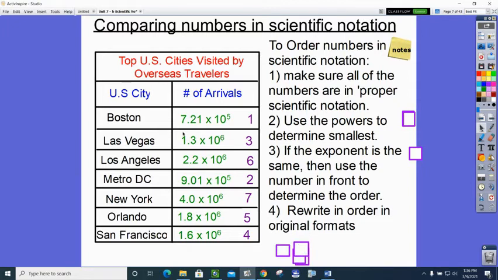And if you had just looked at the number in front, you might have thought it was Metro DC, but you've got to look at the power of 10, which is called the magnitude of the number. Now, what if those numbers, normally, guys, we would be writing these in order.